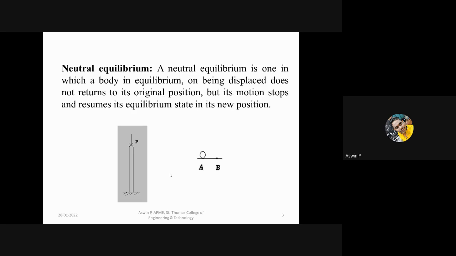Can I change the slide? Hope you have drawn the figure. Neutral equilibrium.